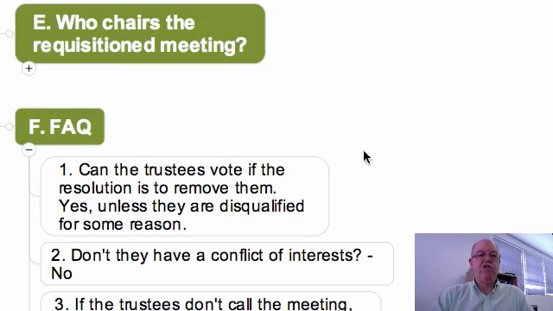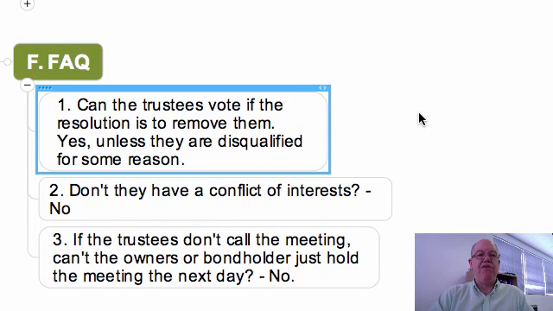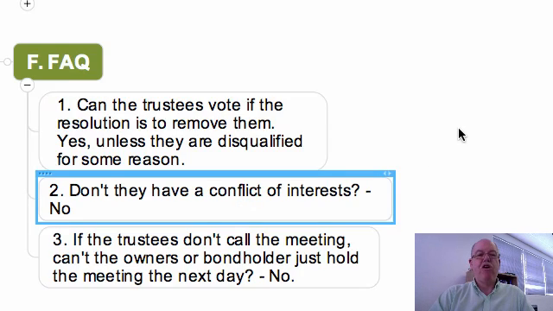Finally, let's just look at one or two frequently asked questions. Can the trustees vote if the resolution is to remove them? Yes, unless they are disqualified for some reason. Don't they have a conflict of interests if that's the purpose of the meeting? No. When they sit as trustees, they must recuse themselves if their own interests come in, but not in the context of a meeting of owners.